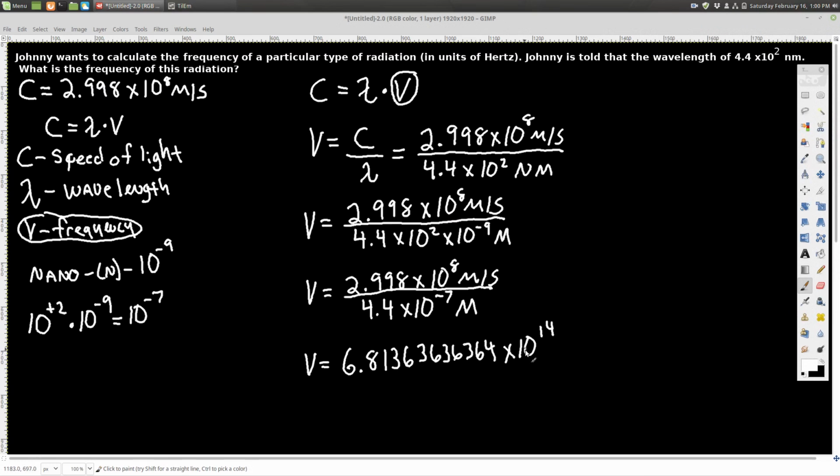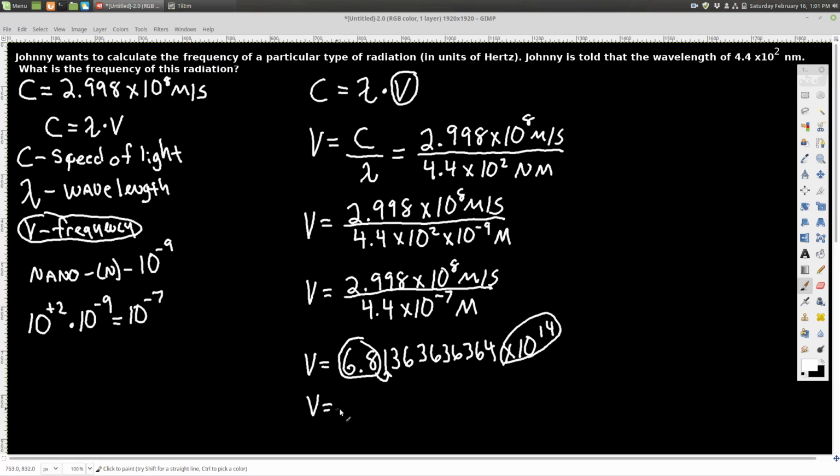Sig fig wise, I only have 2 sig figs. The constant has 4, but when you're trying to determine the number of sig figs, you don't go by the constant. You go by the number, or the set of numbers, that was in the question. We only have 4.4 here, that's only 2 sig figs. So our main 2 numbers are these 2 that are in the front. If you look to the right, there's no way for 6.8 to round to 6.9, so it's going to stay at 6.8. But we will still retain the times 10 to the 14th.